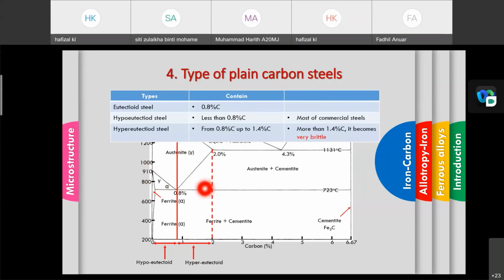Okay, so for the application, in this area most of the commercial steel will use it, and for the hypereutectoid, more than 1.4%, if we increase the carbon to this amount, it will start to make it brittle. Okay, it's strong but brittle. But for the application, it will be used for certain applications.